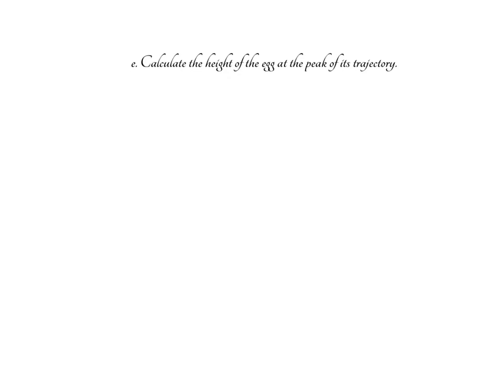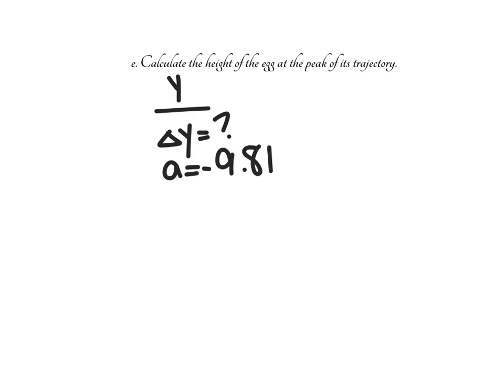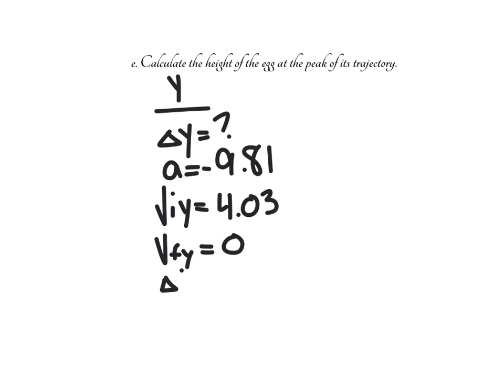Okay, the final question is calculate the height of the egg at its peak trajectory. Well, height is change in y, so we're going to write down everything we know in the y direction. We know the acceleration is negative 9.81. We know that the VIY was 4.03. We also know at the peak of its trajectory at the top that the final velocity is 0. And we actually did calculate the time there of 0.41 seconds. So we can use almost any equation that we have in our kinematic equations.